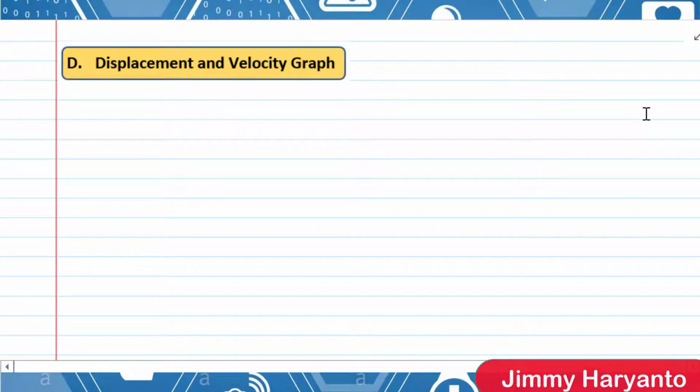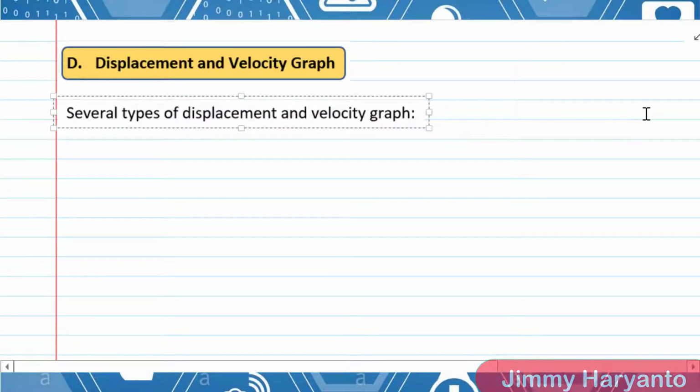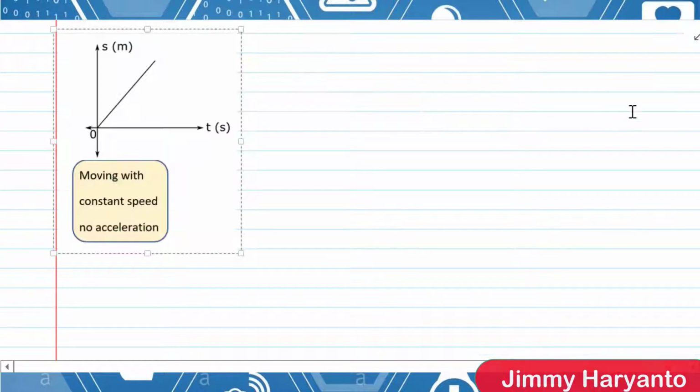Okay guys, let's continue the lesson. This is the last part for the kinematics chapter, the displacement and velocity graph. Several types of displacement and velocity graph are shown below.